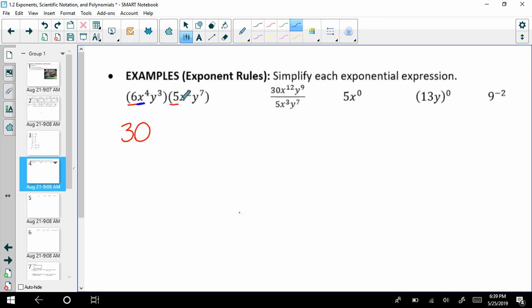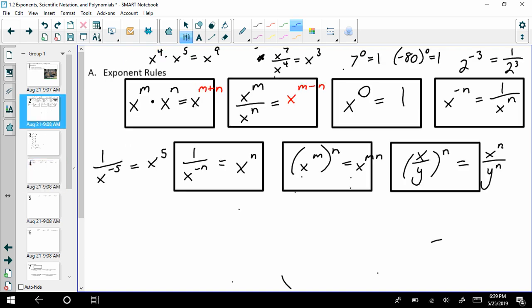Next, I have the x's. So if I want to take x to the 4th times x squared, if we look back at our properties, x to the 4th times x squared, that's this first property. So I add the exponents.